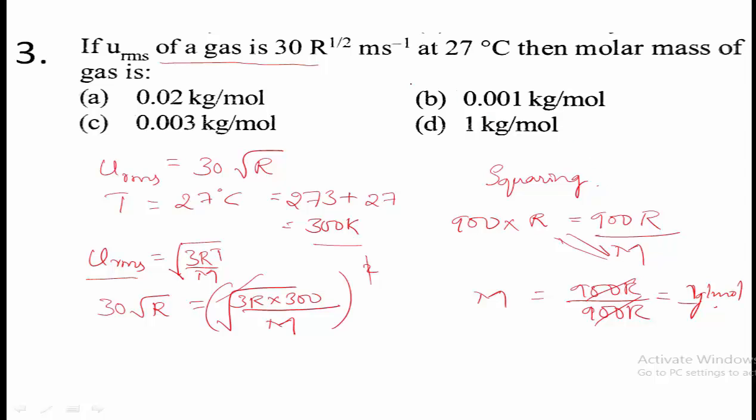See which option is right here. All are given in terms of kg per mole. So you have to convert that into kg. M is given in gram per mole. Convert that into kg. How will you convert? Divide this 1 by 1000. So you will get 0.001 kg per mole. So this is the answer. See these options. Which one is right? Option B, 0.001 kg per mole, is the correct answer.